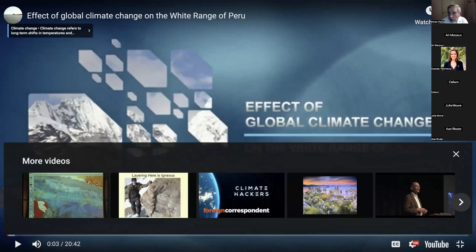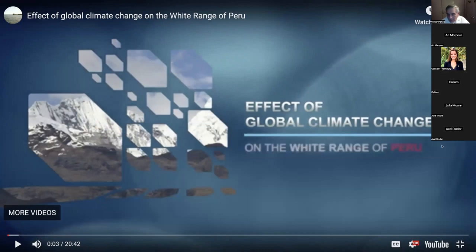Effect of global climate change on the White Range of Peru. How did this originate? Well, several years ago, when Professor Kinoshita joined us in the year 2014, I believe, we discussed the issue of global climate change and we decided to go to Peru to examine the White Range, because I had learned that the White Range is a glacier in northern Peru.